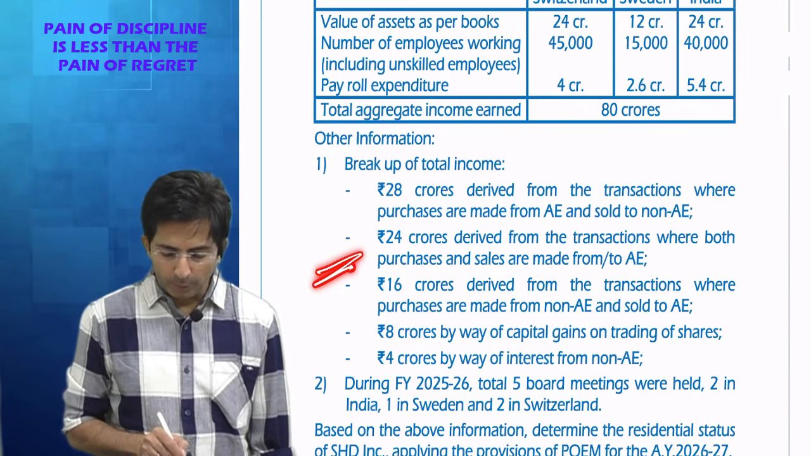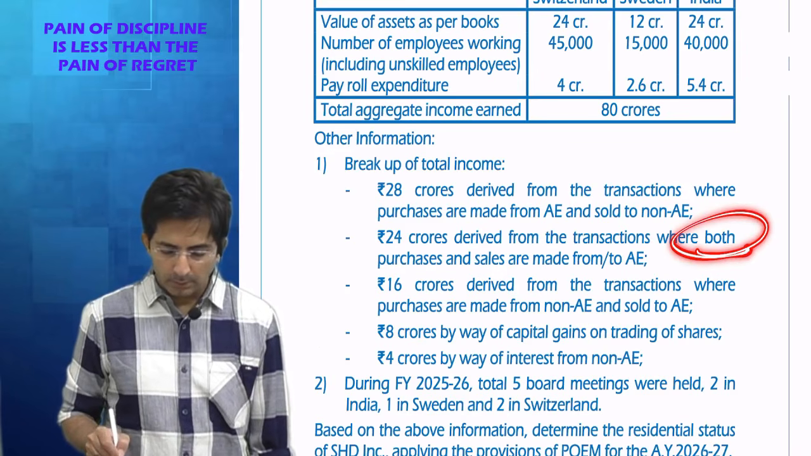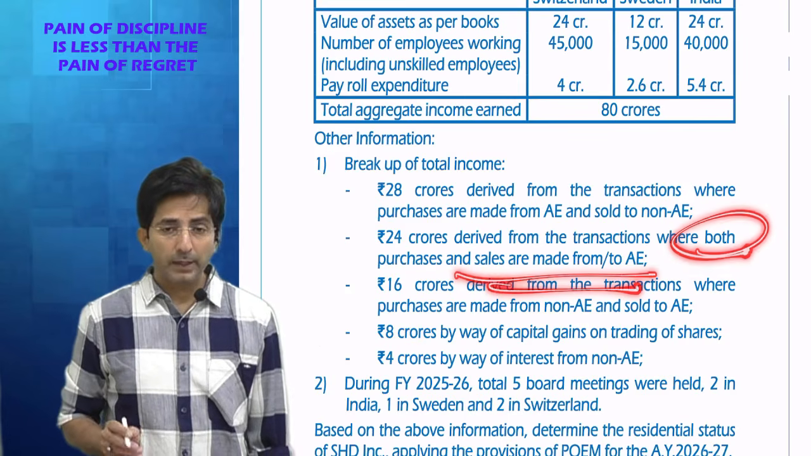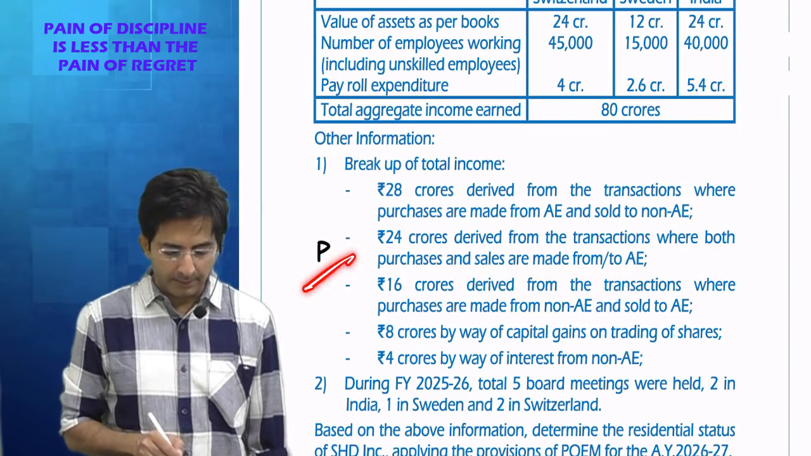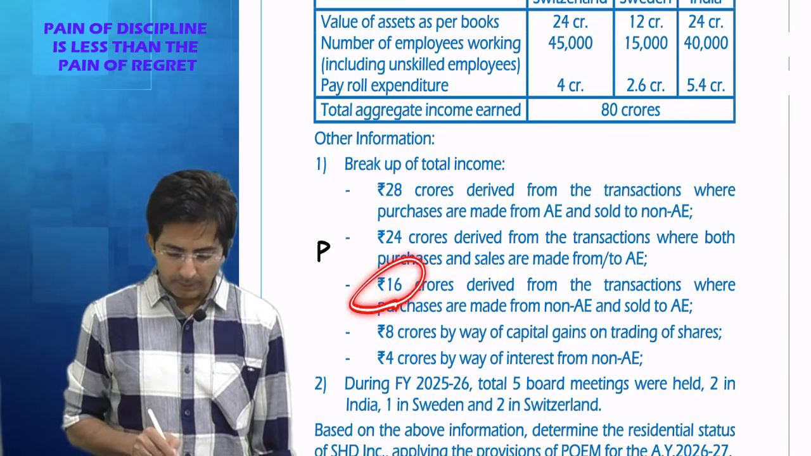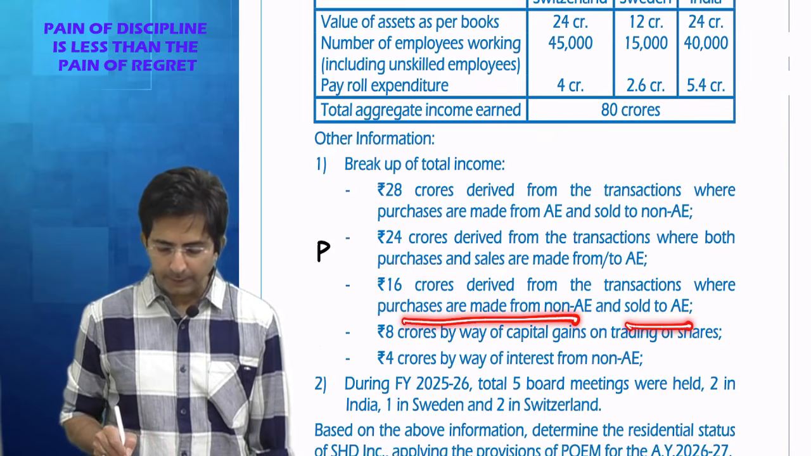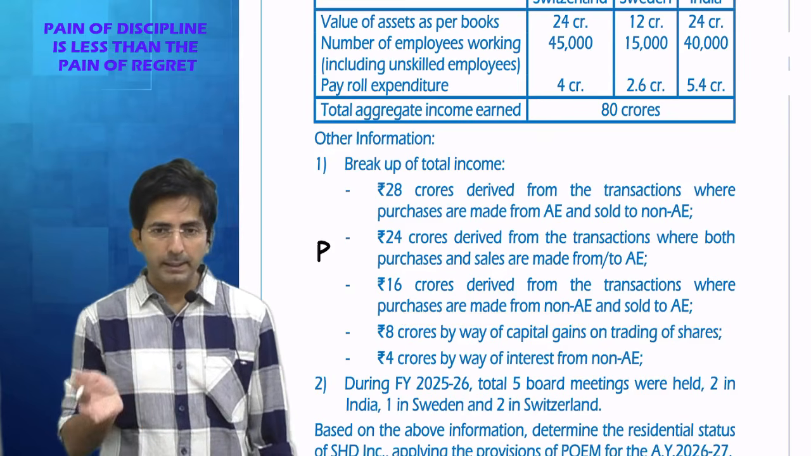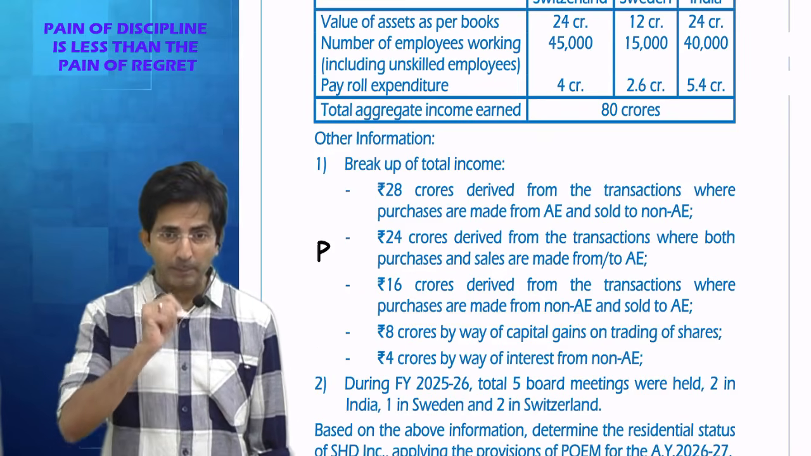What about the second point? 24 crores is derived from transactions where both purchase and sale are with AE. And where purchase and sale both are happening with AE, it becomes a passive income. See, I have written P for passive income. Then in the next point, transactions are purchase from non-AE, sale to AE. So this will become active. To call it passive, purchase and sale both should happen with AE. So here I will not write P.